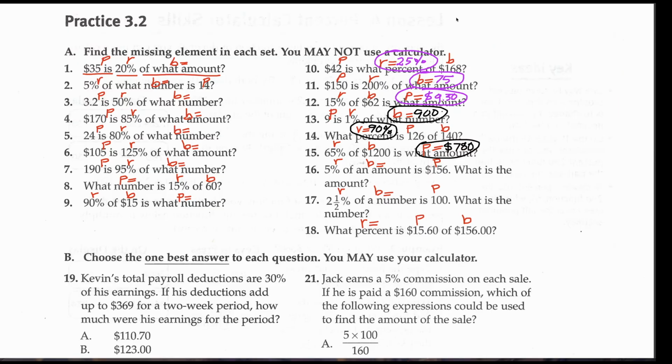Number 16. Big plus. 100 goes here. 5% goes on the top right.